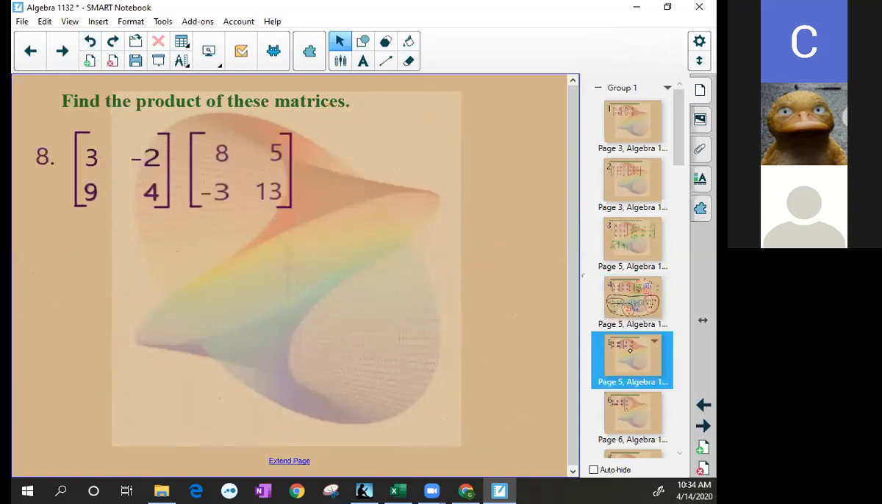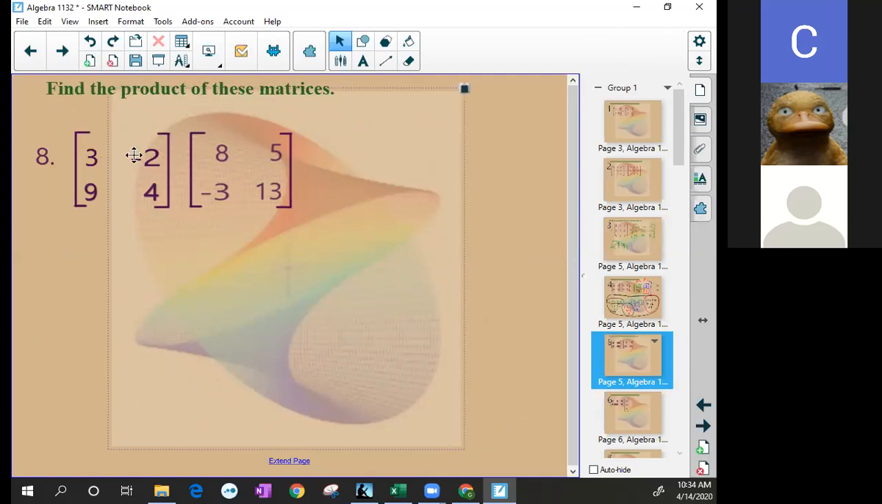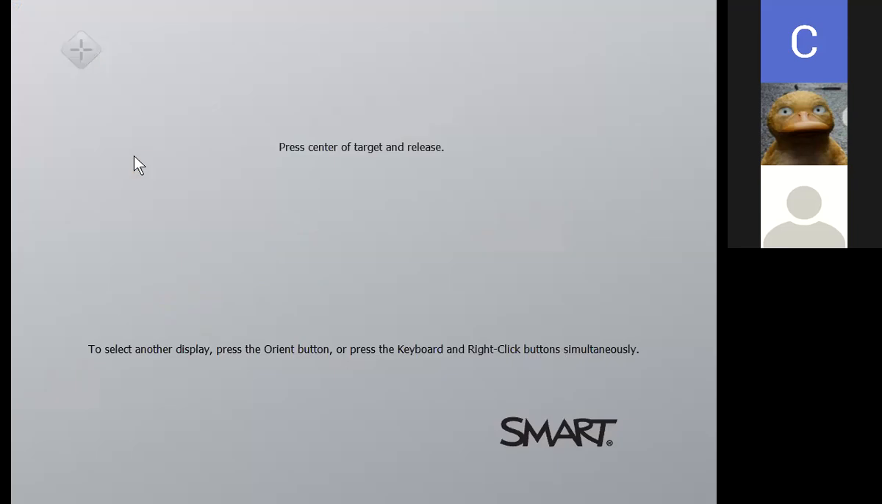I'm going to mute everybody again. All right, so I'm going to follow that process if my board will cooperate. I take the first row. Oh, come on, board. Let me calibrate again. See if it'll get in tune with me.